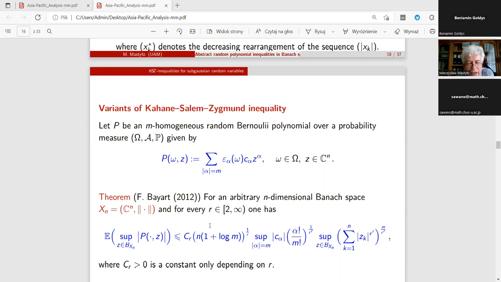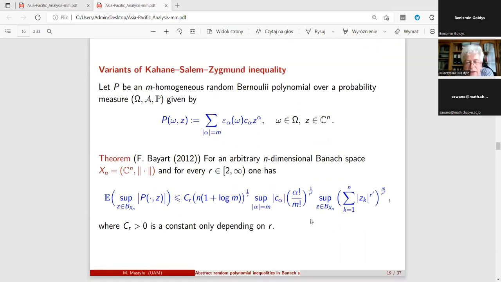For any n-dimensional Banach space, simply take C^n with any norm on C^n. And if you take R between 2 and infinity, a really magic inequality is true. So you calculate the supremum of the modulus of this polynomial, running over z in the unit ball of your C^n. You can imagine that you can introduce any norm on C^n, or you take a convex symmetric body on C^n, symmetric about zero, and then you take the Minkowski functional, and this gives you a norm.